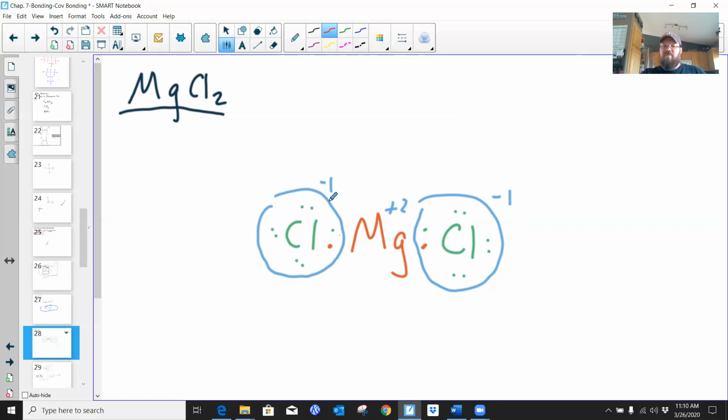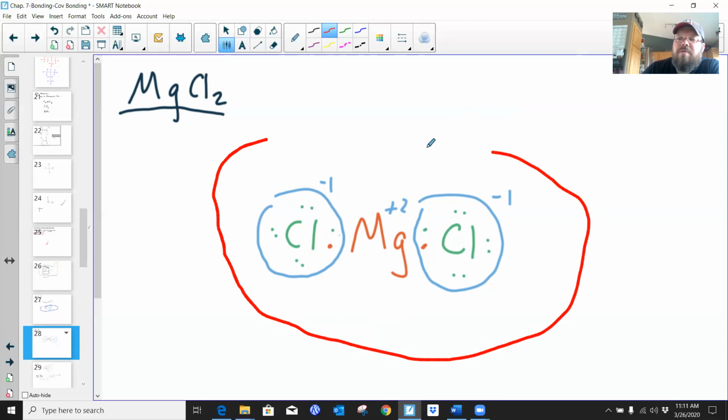Now as it forms magnesium chloride, each chlorine is going to overtake or completely possess the electrons from the magnesium. When that happens, the charge on each chlorine is -1. Because magnesium lost 2 electrons, its charge now is +2. So again, this is what I would want you to draw, and you're going to show the charge for the individual ions.